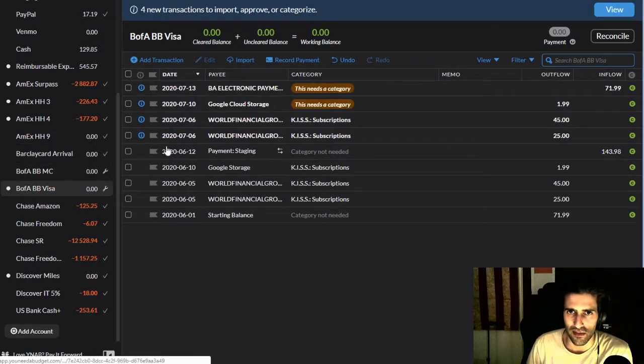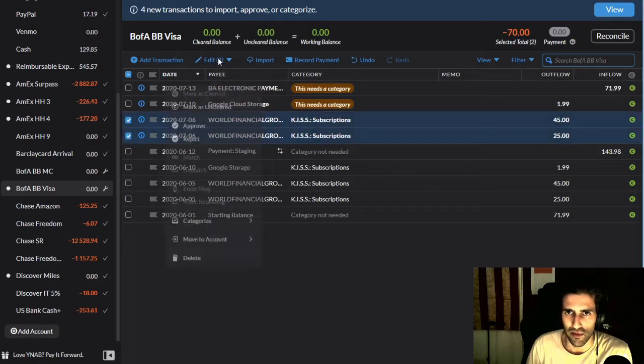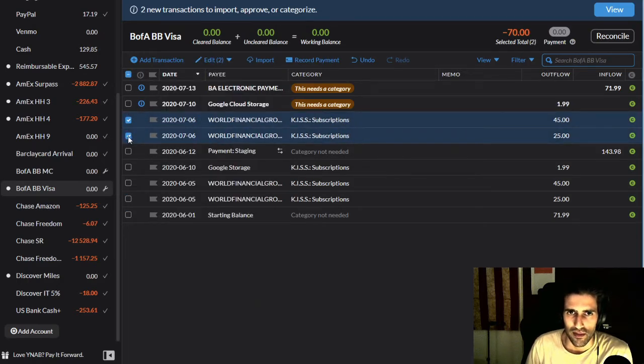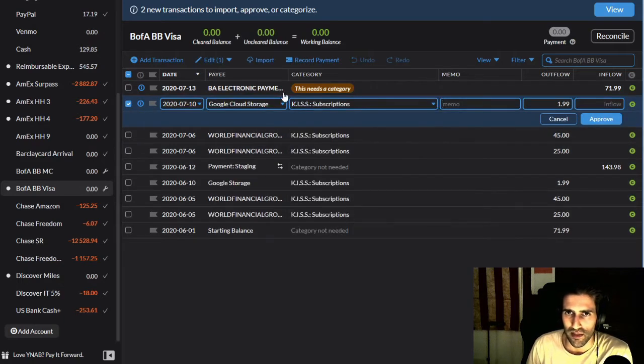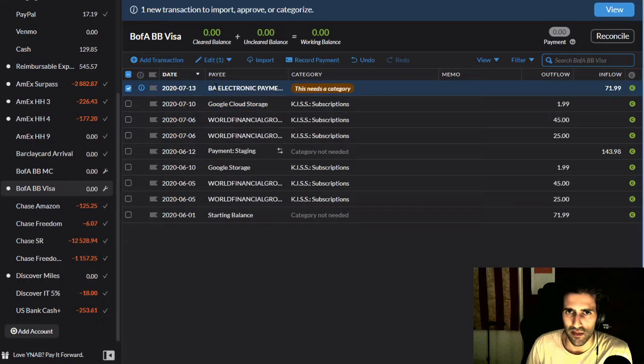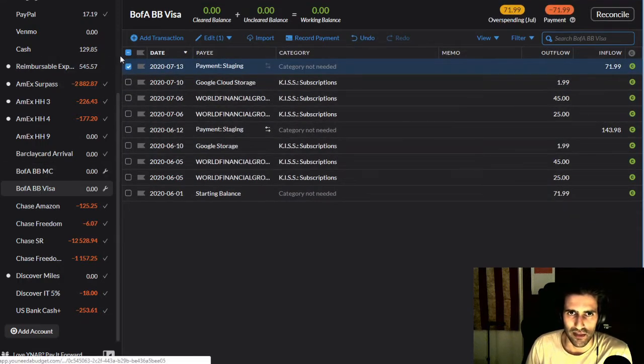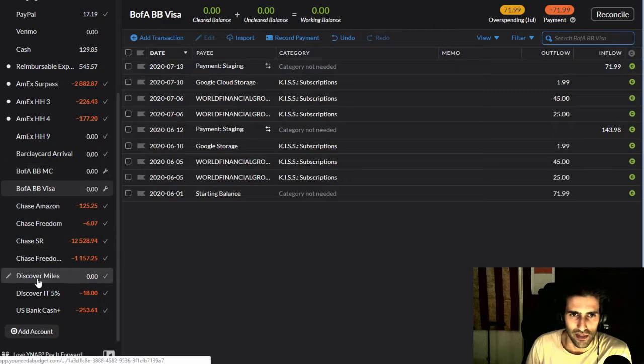Now we have this account. So we have the subscriptions, both of these. We're going to bulk approve them. Okay. And then we have cloud storage, which is also a subscription. And then we have the payment, which is a transfer from the staging account. And that balance is 0 still. All right. Nothing on these 3 cards.